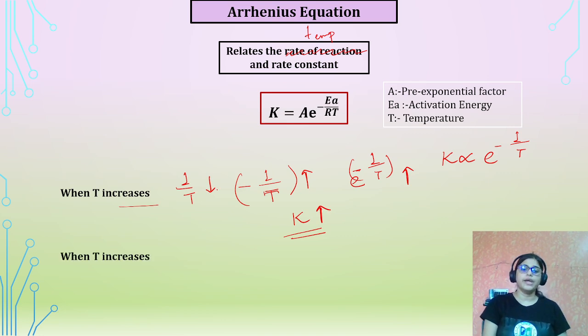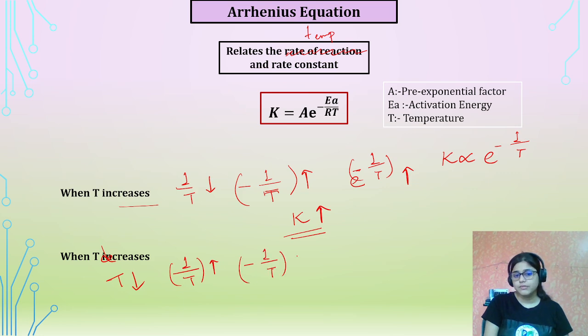Okay. So when T decreases, T decreases means 1 by T will increase, minus 1 by T will decrease, and e to the power minus 1 by T will again decrease.